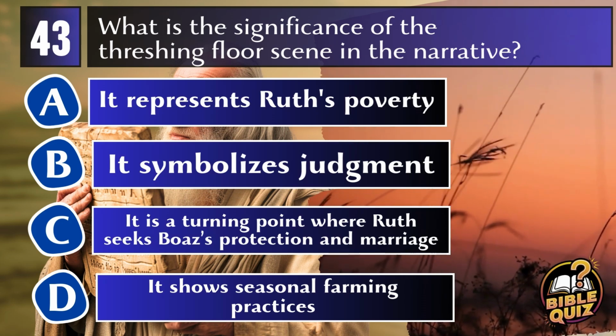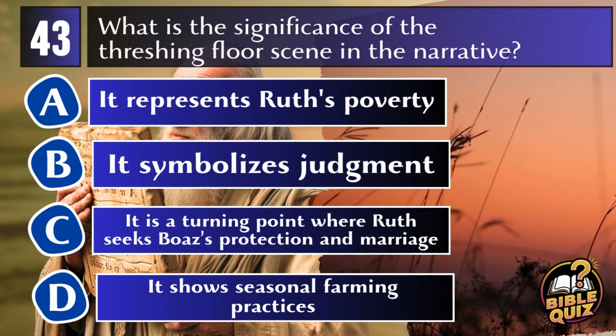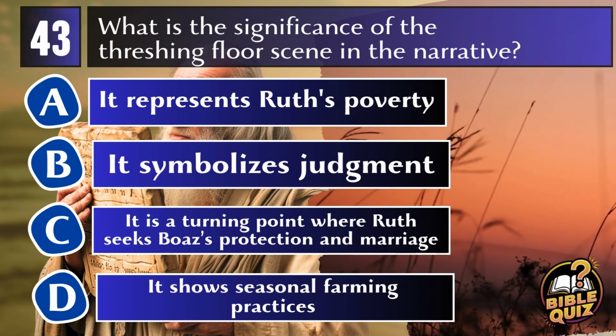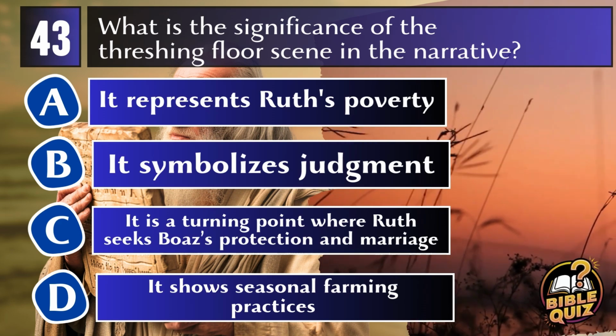A. It represents Ruth's poverty. B. It symbolizes judgment. C. It is a turning point where Ruth seeks Boaz's protection in marriage. D. It shows seasonal farming practices.